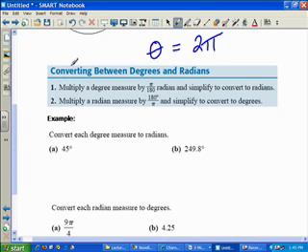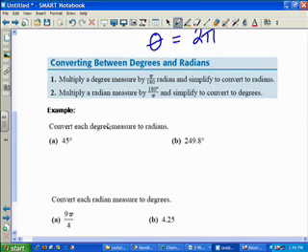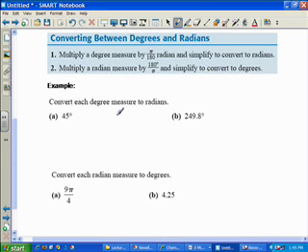So what do I mean by that? Letter A says convert 45 degrees into radians. So which one of those am I going to multiply by? I'm going to set it up as 45 degrees. I'm going to multiply this by pi over 180 degrees. Because do you see how I would end up with the degrees on top and bottom, and degrees are going to cancel each other out?